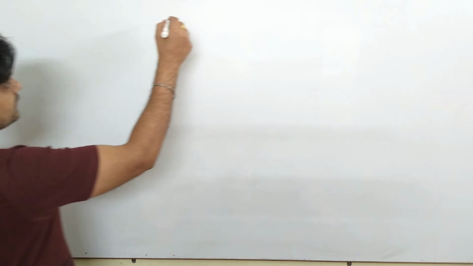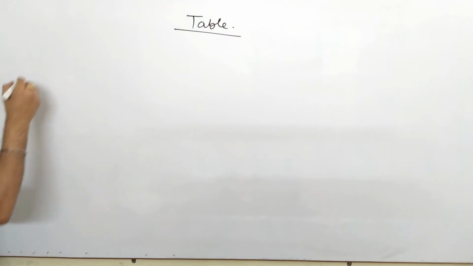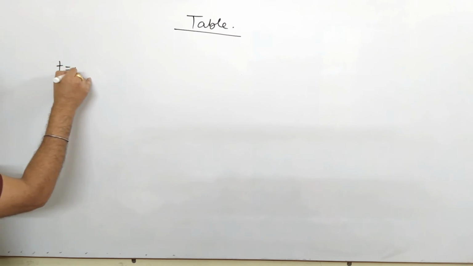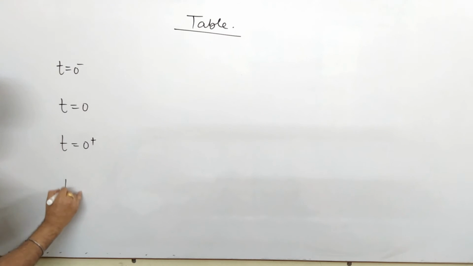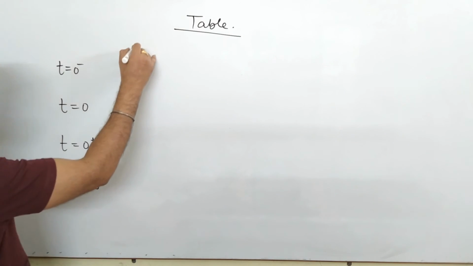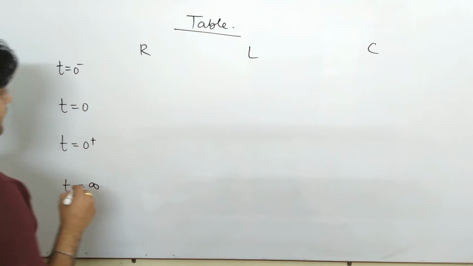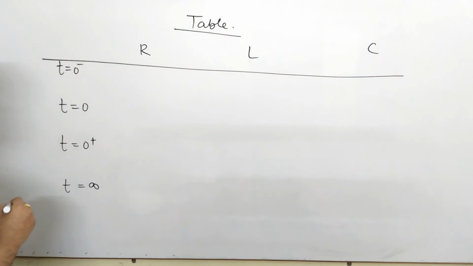Okay, so friends, before going to our next session, we'll understand one table. Finally we'll go through one table, and this table is always applicable. We will draw it for t equal to 0 negative, t equal to 0, t equal to 0 positive, t equal to infinite. We will see about R, L and C. Okay, so just remember this table, very important.